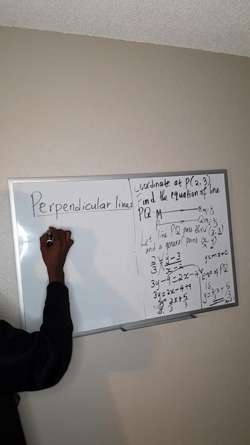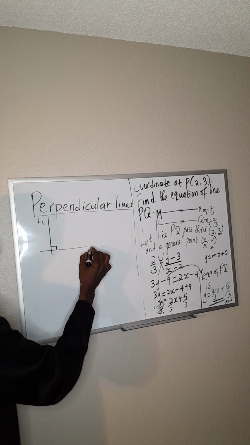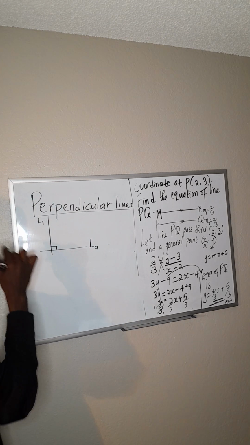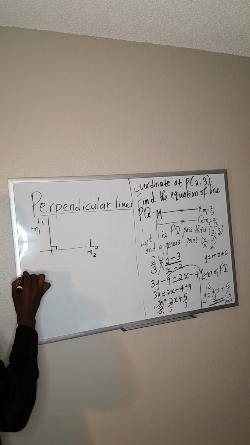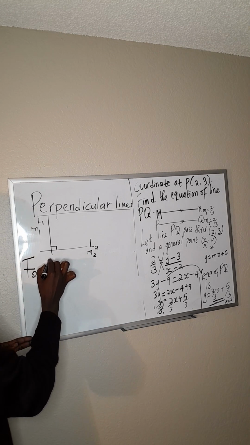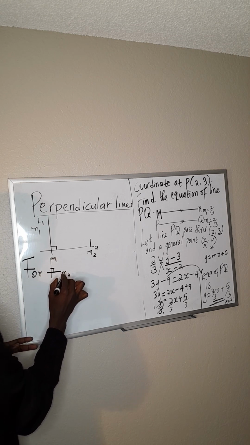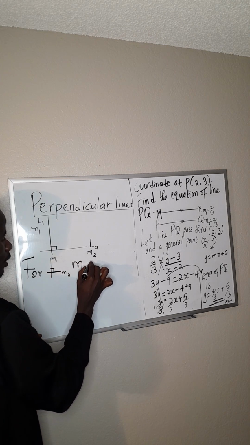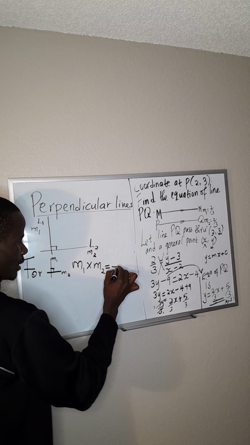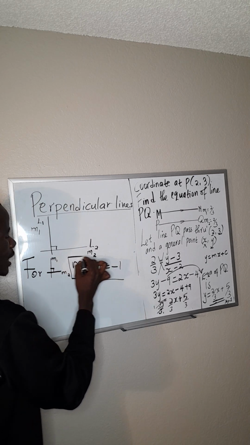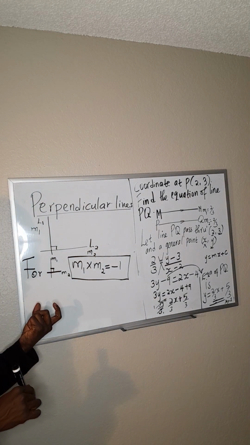Here, the relationship is: if this is my line L1, it has to be perpendicular to line L2. If they are related, the gradient of this one is M1 and the gradient of this one is M2. For perpendicular lines, this must hold: the gradient of line 1 multiplied by the gradient of line 2, the product, must always be -1. So this is the relationship between two straight lines that are perpendicular to each other in terms of their gradient.